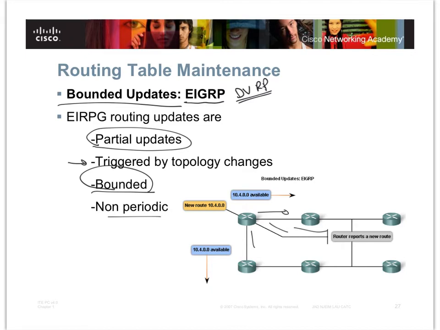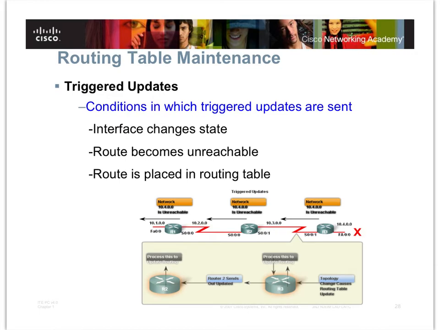But for now, you can think of EIGRP as a hybrid routing protocol. It's not link state for sure, because it still uses distance and vector. It still uses distances to destinations and direction. But unlike all dynamic distance vector routing protocols, EIGRP uses triggered updates, partial updates, bounded updates. Okay?